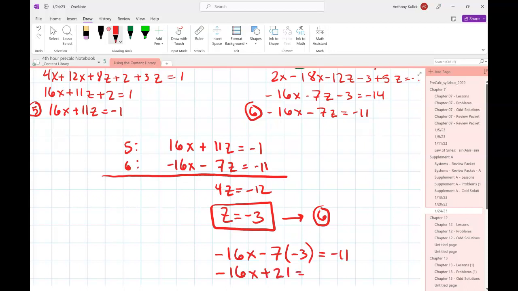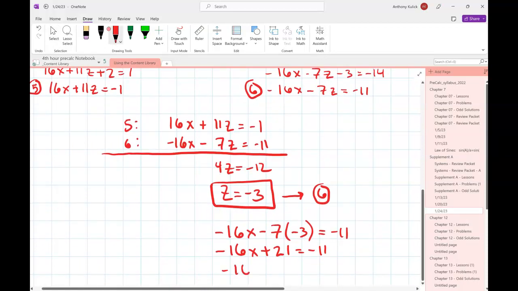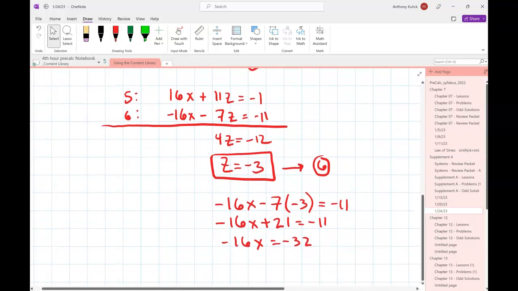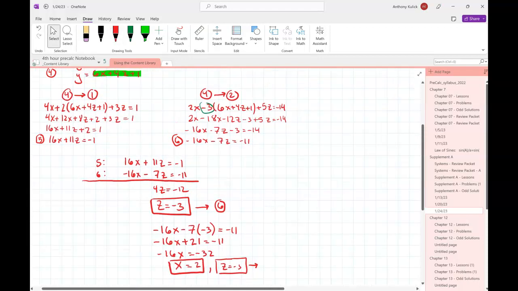Negative 7 times negative 3 is negative 21. Subtract 21 from both sides. That gives me negative 32. And negative 32 divided by negative 16 gives me 2. So I'm going to take that, as well as my answer to z, and plug that into either equation 1, 2, or 3. It doesn't matter which one I pick.